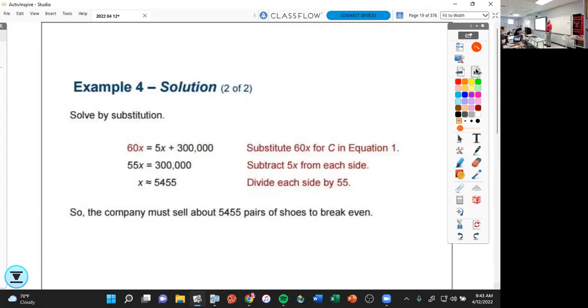So what happens if I only sell 5,000 pairs of shoes? I'm losing money, right? What happens if I sell 6,000 pairs of shoes? I'm profitable.